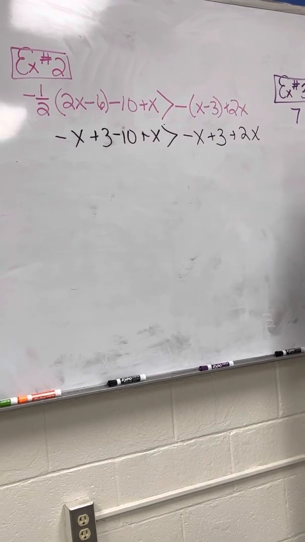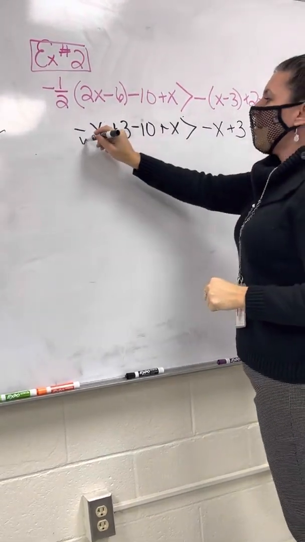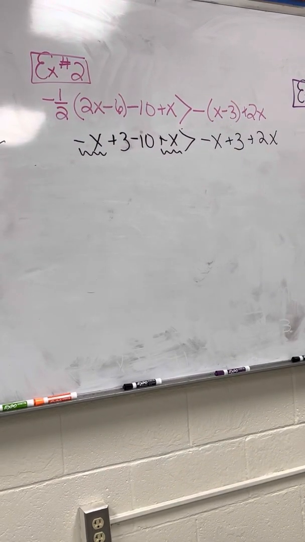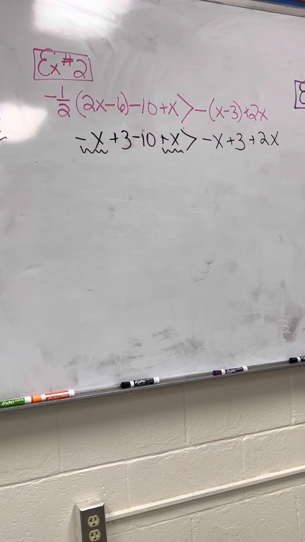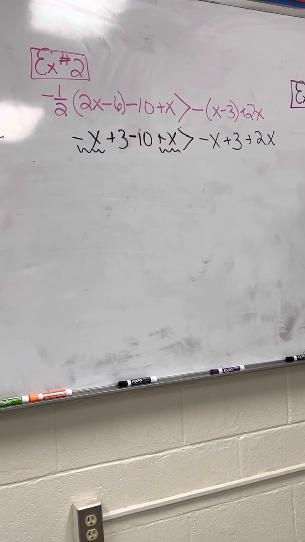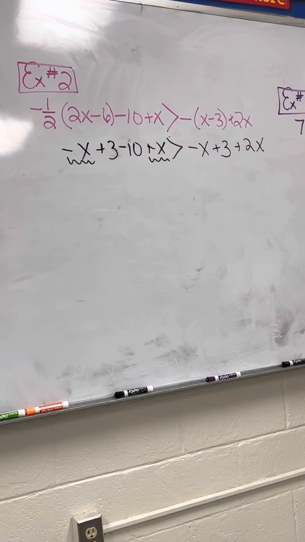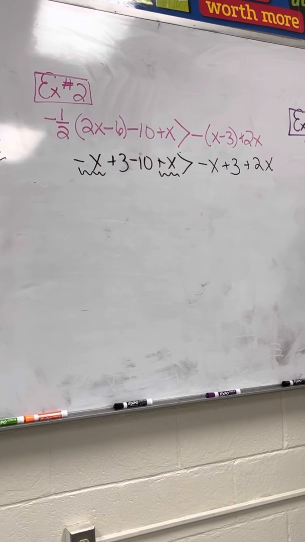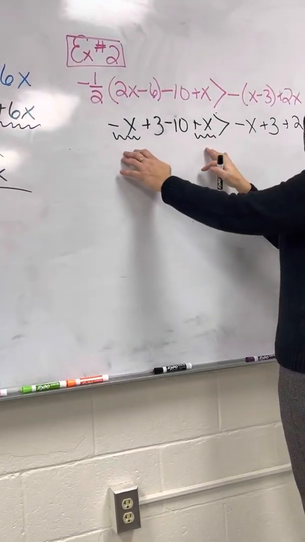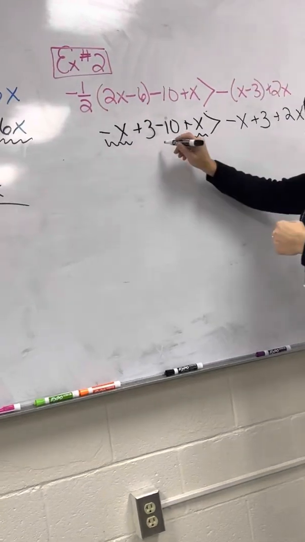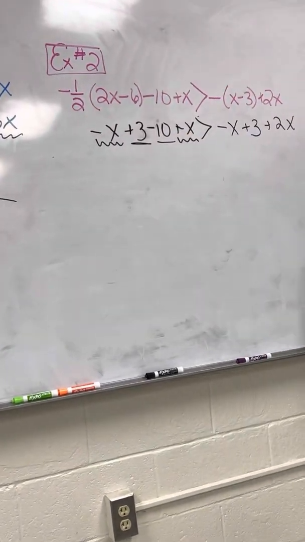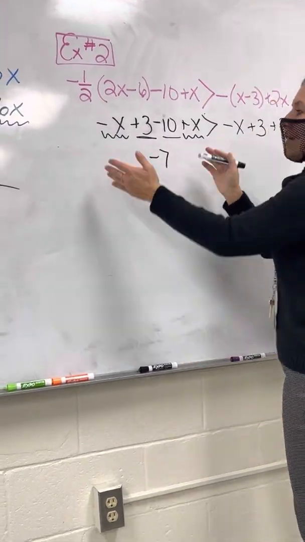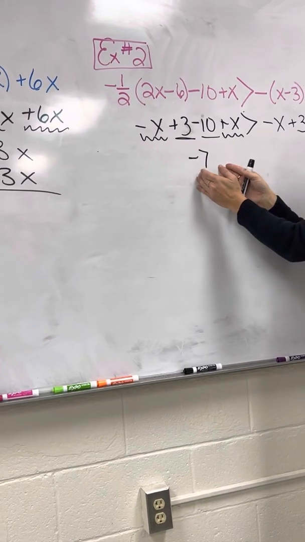Don't move anything yet. On the left-hand side, I have -x and +x. What does that give me? -x plus x. Just x? No. What's -1 plus 1? Zero. It's 0. It's a mind bender. -x plus x gives me 0. That goes away. I also can combine the 3 minus 10. What's that give me? -7. Good. So this whole side consolidates and simplifies to -7.